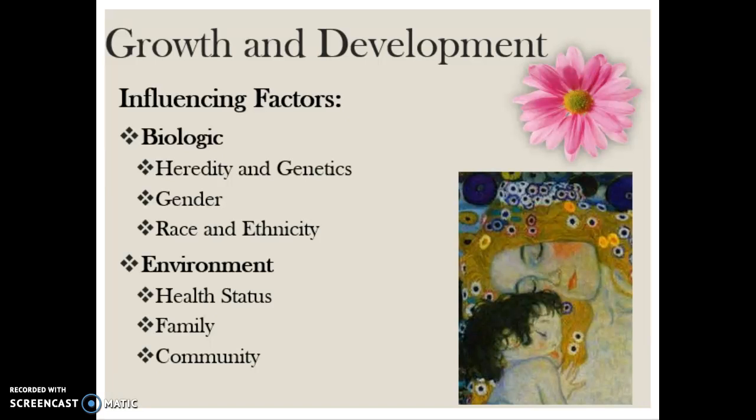Things that influence growth and development: heredity, genetics, gender, race and ethnicity. For example, I'm 5'4". My husband is 6 foot. We are not going to have 5 foot children. Based on our biological makeup, our children are probably going to be taller. Environmentally, the health status, family, and community also play a part in growth and development. Children need healthy food and health care, and they need supportive families in order to grow and develop normally. I don't really like the word normal, but in a fashion that we're used to, okay?